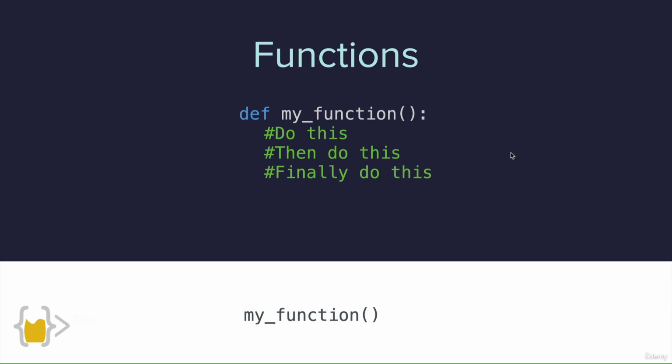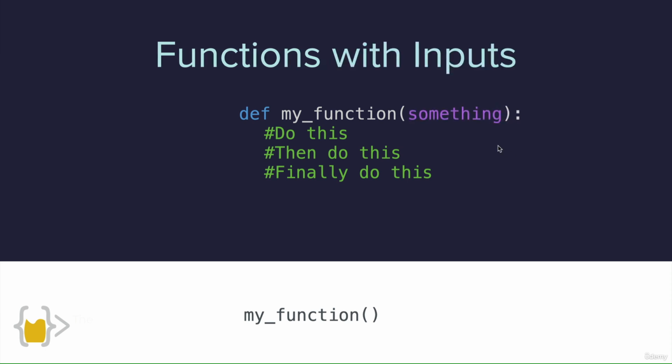Now, what we can do is we can actually add the name of a variable inside those parentheses to start giving our functions some inputs. So let's say that there's a variable called something that's going to be passed to my function. And this something can then be used inside this block of code, this function, and I could do something with it.